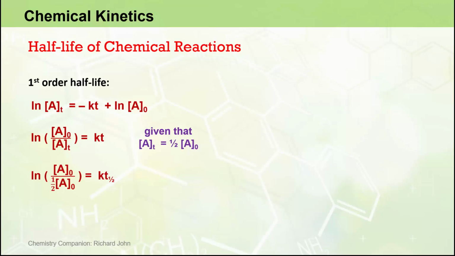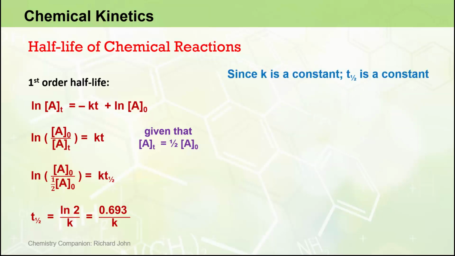The left-hand side of this expression simplifies to the natural log of 2, and solving for T-half, we get T-half equals ln2 divided by K, or T-half equals 0.693 divided by K to 3 significant figures. Since the rate constant K is a constant at a given temperature, we see that the half-life for a particular first-order reaction is also a constant at a given temperature.